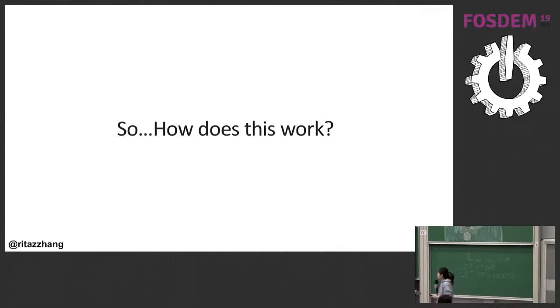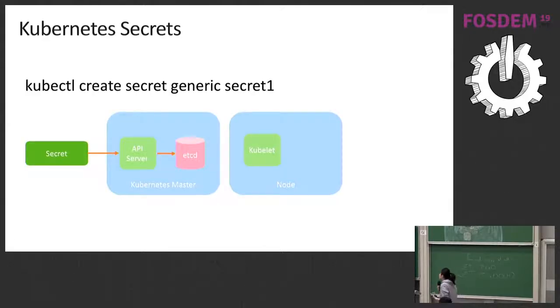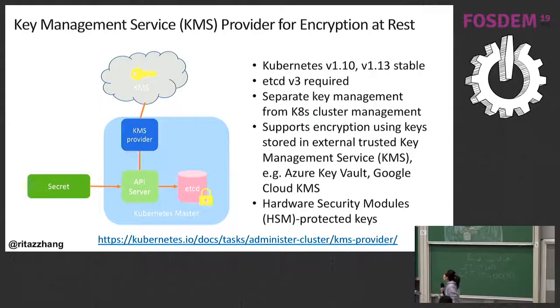So let's talk about how it actually works. Let's talk about what happens when you create a Kubernetes secret. When you run this command, traditionally this data gets stored in your etcd via the API server. Now, with the KMS provider, instead of the API server just storing it in etcd, it hands off the encryption to the KMS provider. And as I mentioned earlier, this process is written with gRPC.